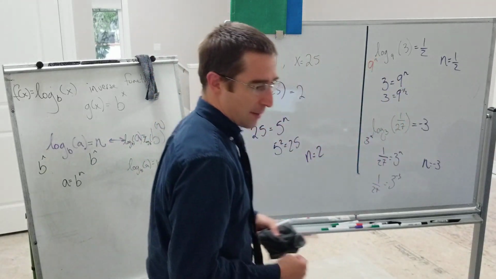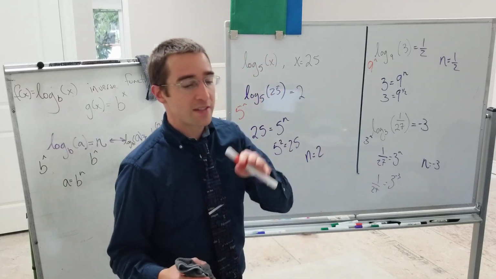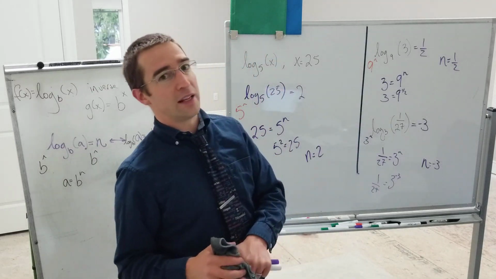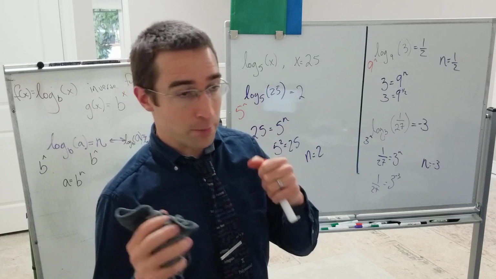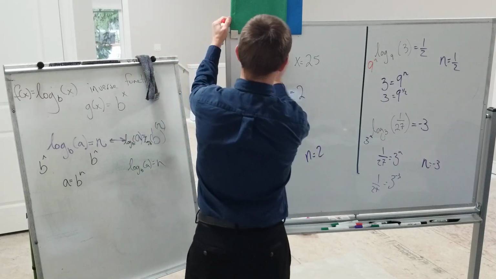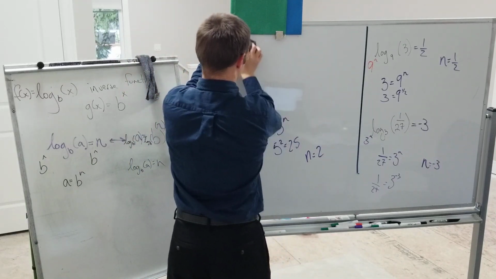All right, we're going to do some more examples. We're just going to run through some examples. Each of these examples is going to highlight a logarithm property. So, here we go.